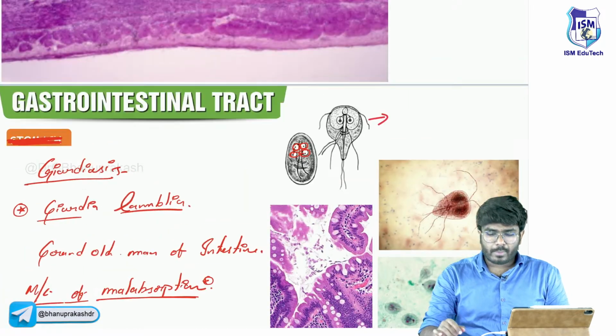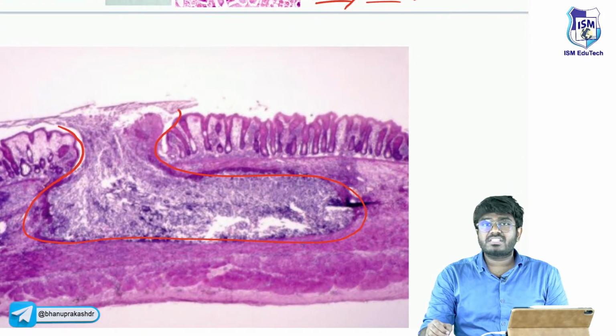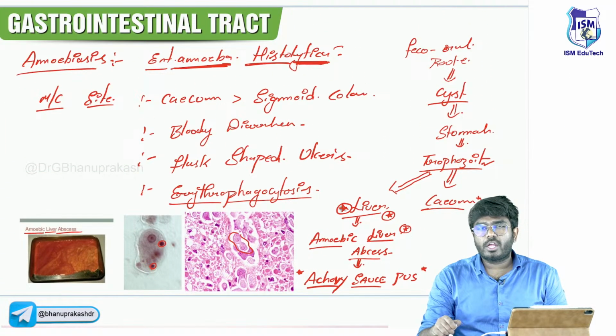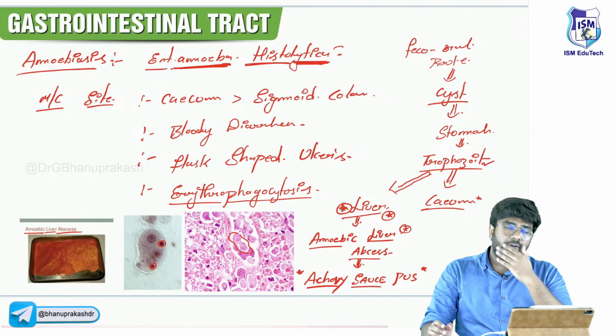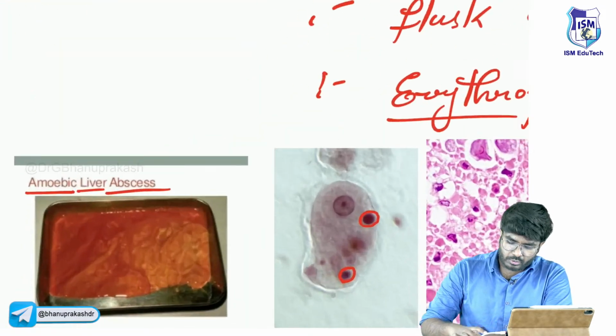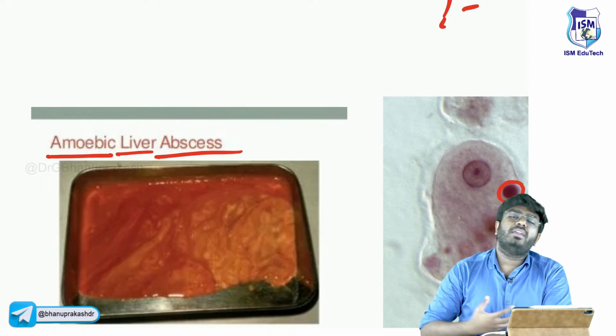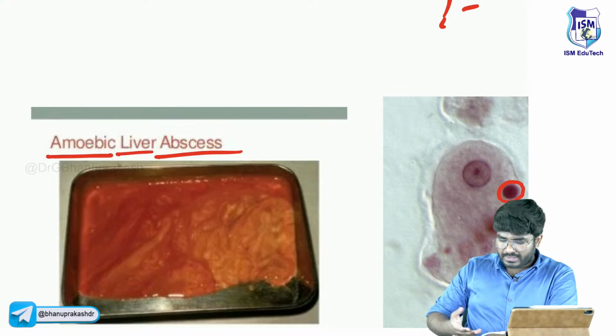Okay, the most common cause of malabsorption. What is this? Flask-shaped ulcer because of Entamoeba histolytica, causing amoebiasis. So this Entamoeba histolytica trophozoite form can also go and invade the liver, and in the liver it can cause amoebic liver abscess. The patient is going to have anchovy sauce like pus forming in the liver. When you aspirate, this kind of pus is going to be seen.